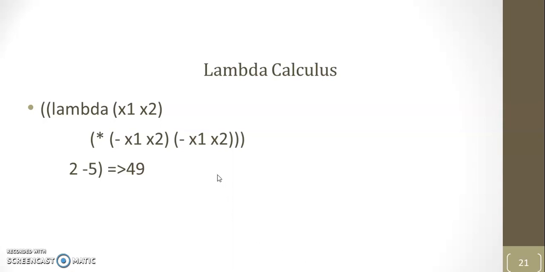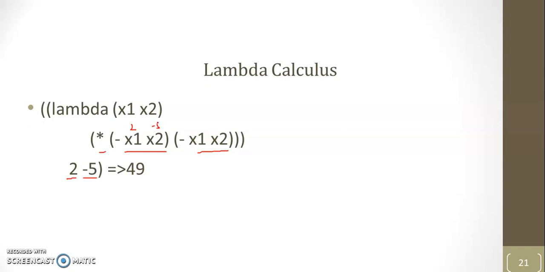Then lambda x1, x2. Here the body of the function is an expression with sub-expressions also. Which means here we are performing a multiplication operation of 2 expressions, x1 minus x2 and x1 minus x2. So the values given are 2 and minus 5. So when we are substituting the values for x1 and x2 as 2 and minus 5, what happens?